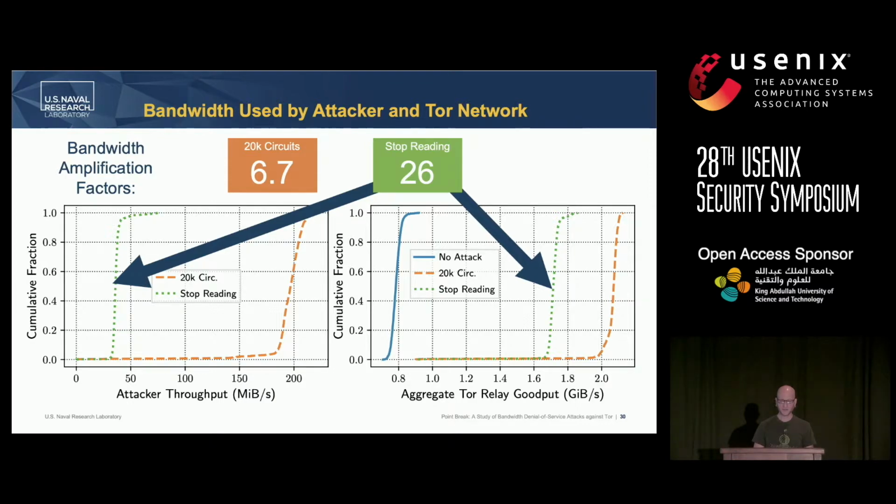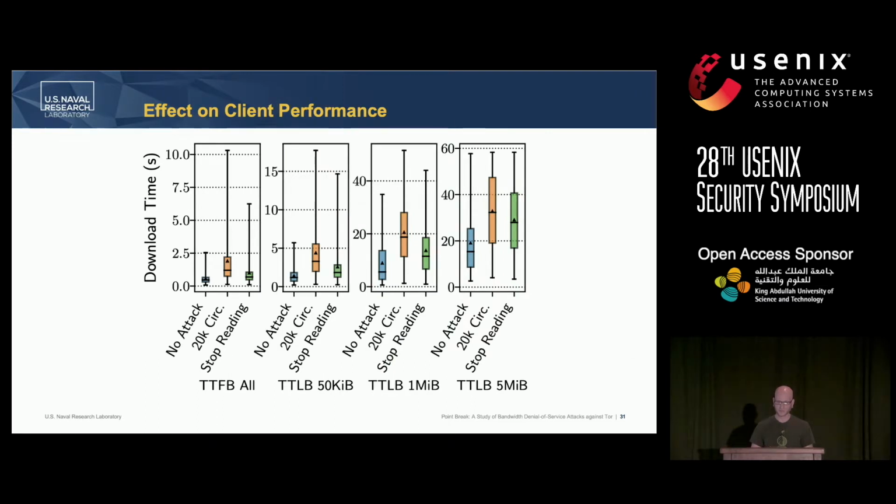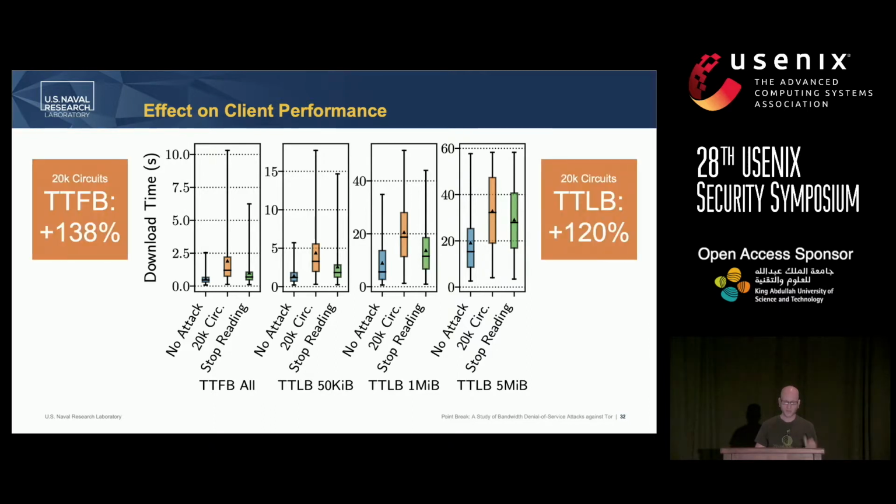So in addition to the effect on the attacker and on the Tor network, we looked at the effect on Tor performance. This graph looks at the download time, time to first byte, and time to last byte across various size files that were downloaded during the experiment in the no attack, 20K circuit, and stop reading attack cases. The highlight here is for the 20,000 circuit attack, time to first byte increased by 138%, and time to last byte increased by 120% across all the downloads.